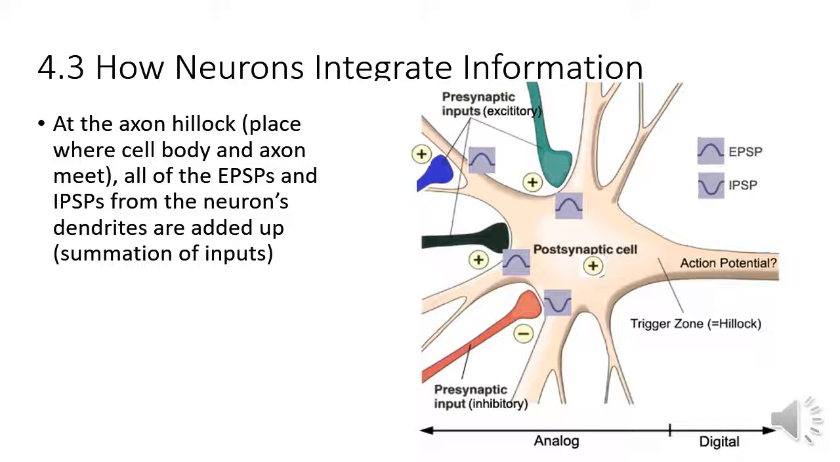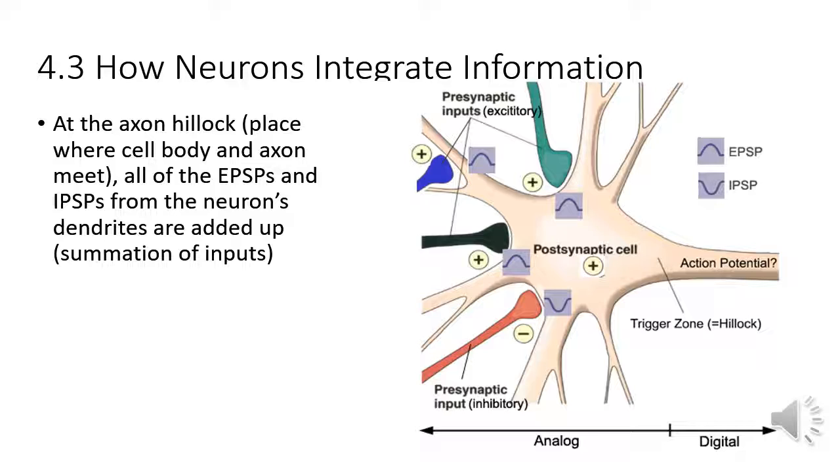Neurons use EPSPs and IPSPs to determine whether or not an action potential is going to happen. If you look at this picture on the right, you can see the green, blue, black, and red branches are axons of other neurons communicating with the dendrites of this cell. Three of these are EPSPs, so they are excitatory, and one is an IPSP, which is inhibitory.